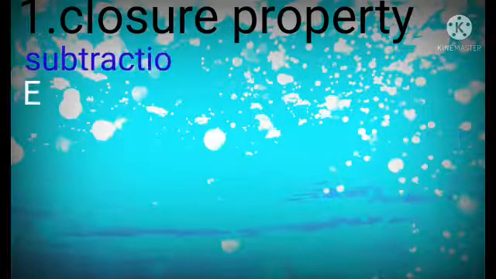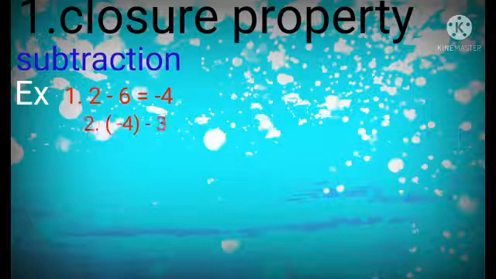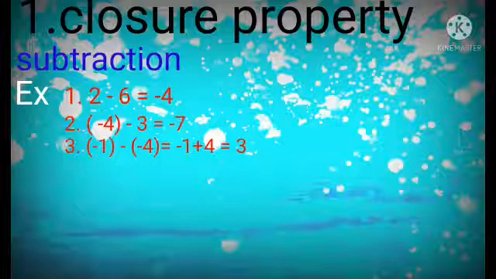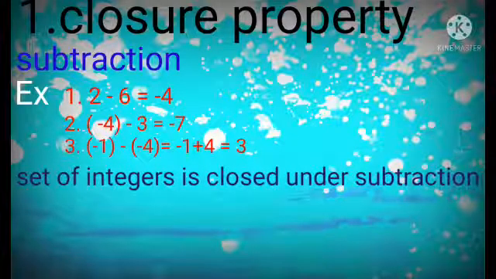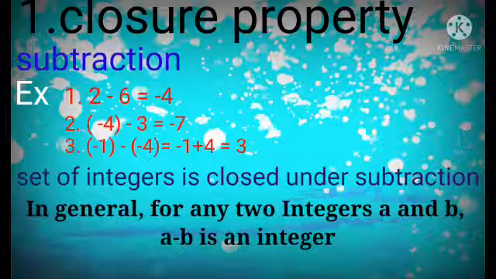Closure property under subtraction. Example, 2 minus 6 is equal to minus 4, minus 4 minus 3 equals minus 7, minus 1 minus of minus 4 equals minus 1 plus 4, you will get 3. From 3 examples, you observe that if you subtract any two integers, you will get an integer again. So, you can say that the set of integers is closed under subtraction. In general, for any two integers a and b, a minus b is an integer.